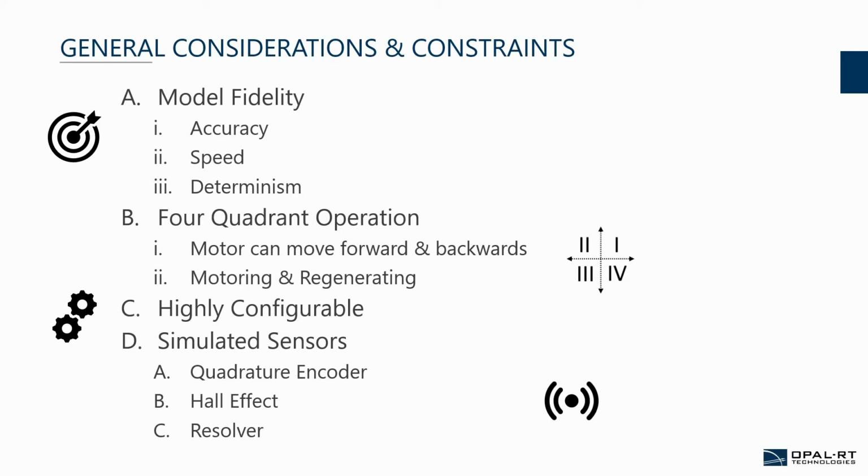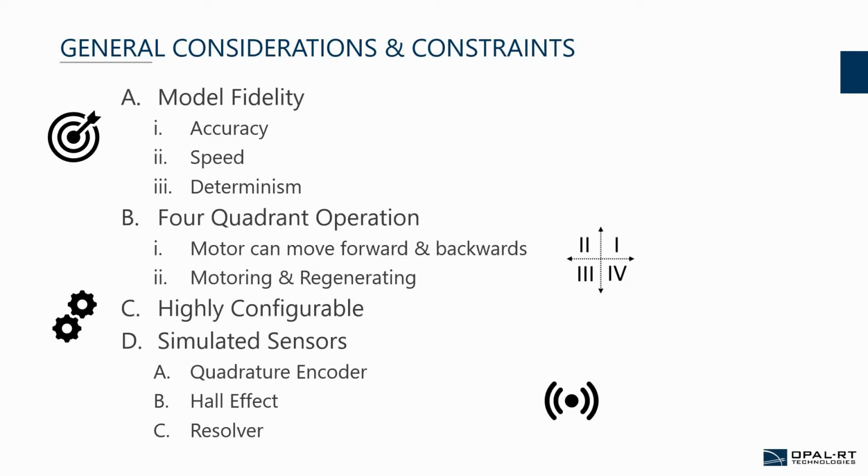Model fidelity can be broken into accuracy, which is essentially looking at how similar the governing equations of the model are to the real machine. It can be broken into speed, which is a measurement of how small of a time step the model can be executed in, and determinism, which measures how much error in the time step occurs with the specific model. Because we want a small time step and low jitter, it makes sense to implement models on FPGA targets with dedicated hardware to do the math.